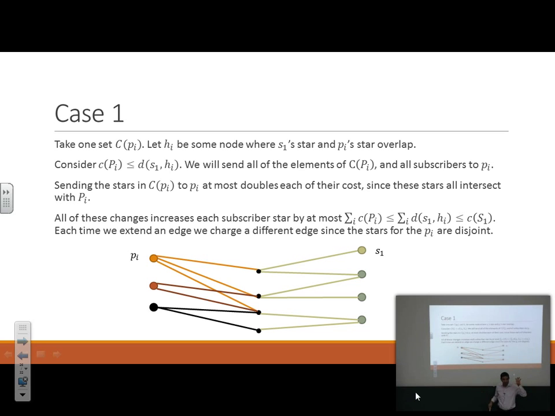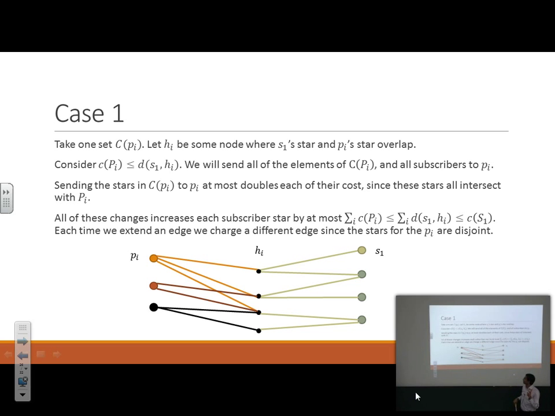Remember, the clusters are the cheapest facility star I could find, plus everybody that overlaps with it, not overlapping with anyone before. So I look at one of them, and I know that this guy has to overlap with the cheapest subscriber, S1, somewhere. Let's call that point HI, because this is PI. HI is the hub where it meets S1.